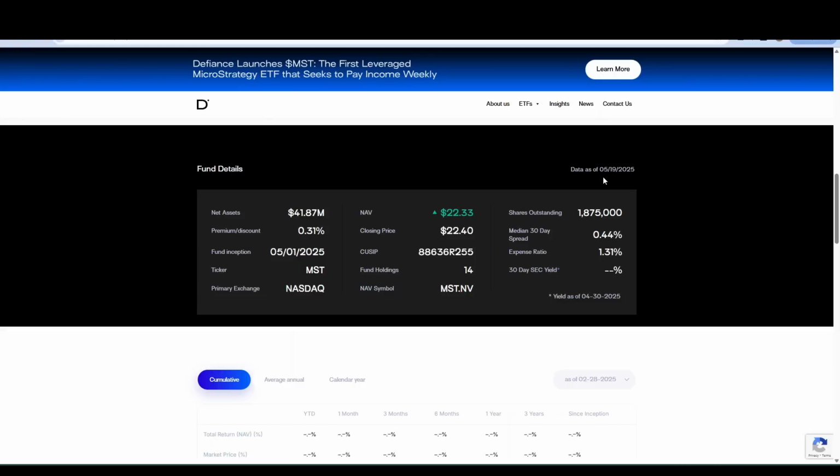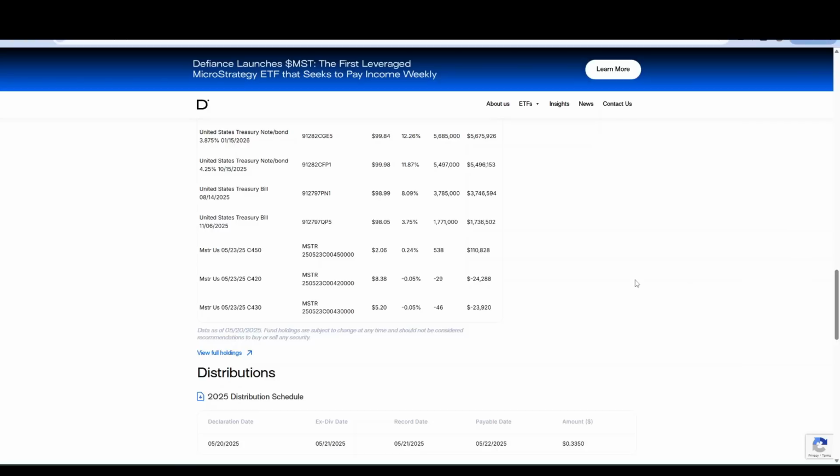As you can see, the data is as of May the 19th for the website, and the expense ratio for MST is 1.31%. I think that is something to also note, that higher expense ratio of 1.31%. And looking at their holdings, just off the front page here, it looks like they have a 450 call, a 420 call, and a 430 call.